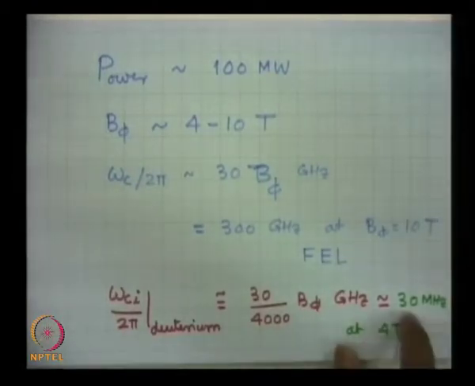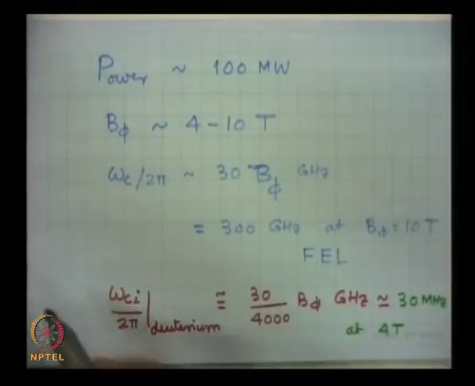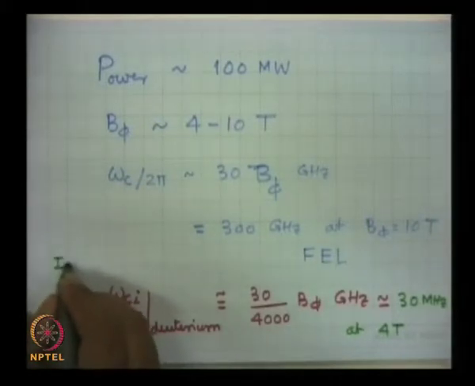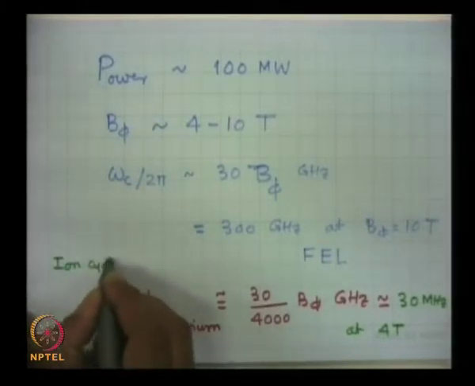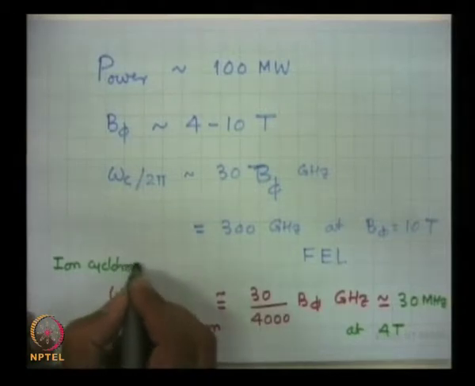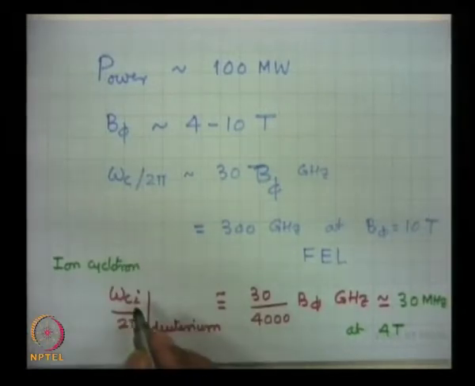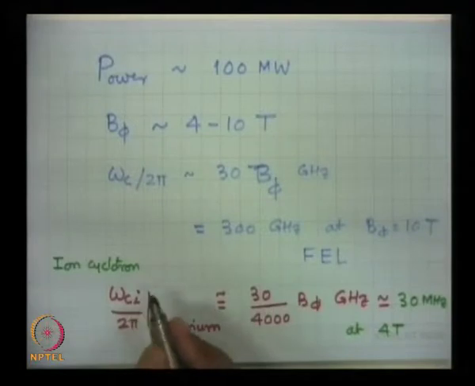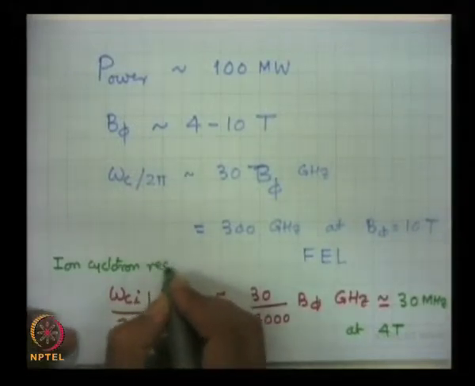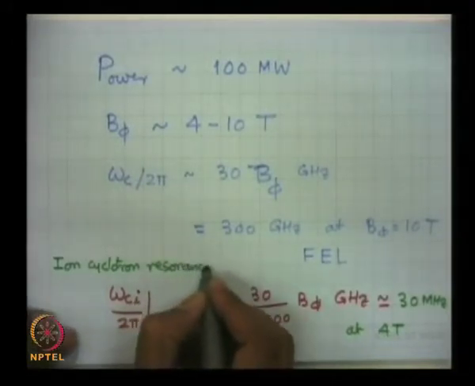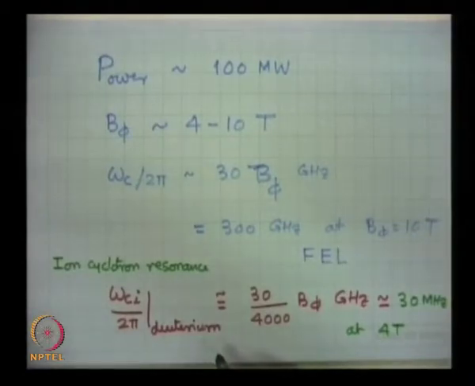So, for ion cyclotron resonance, if you want to choose the radiation frequency close to the ion cyclotron frequency, then you require a radio frequency wave of frequency about 30 megahertz.